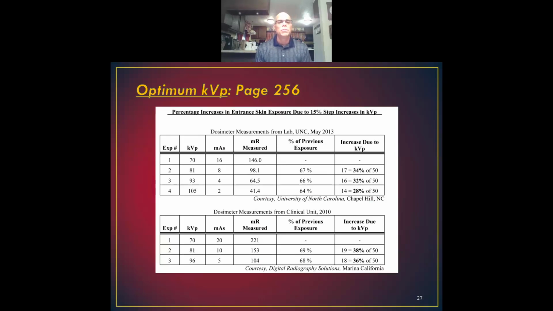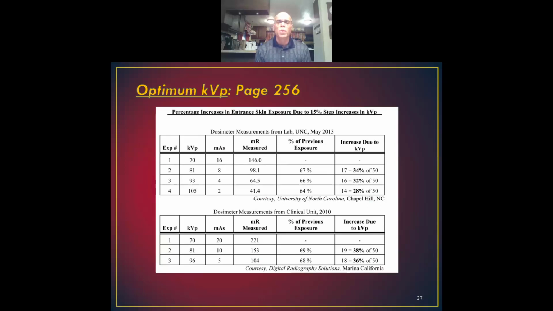And going down to number 3, you're comparing that to the same exposure. As we reduce our mAs in half again to 4, we've increased our kVp by 2 steps now. We went from 70 to 81 to 93. Look at the mR units that it measured, 64.5. We minus the 50%, so we got 16. 16 is 32% of 50. Y'all get the gist of this chart.